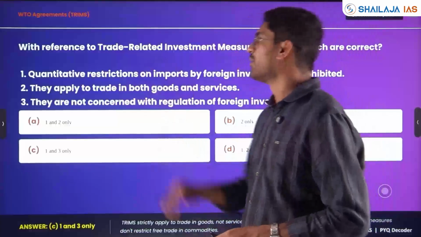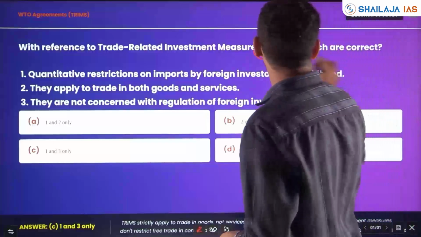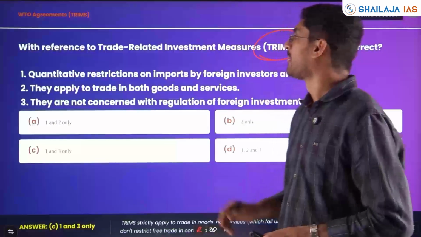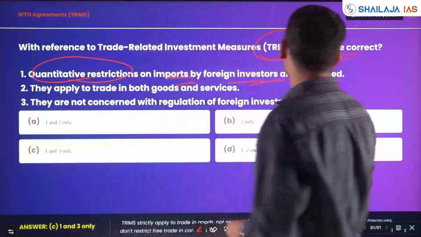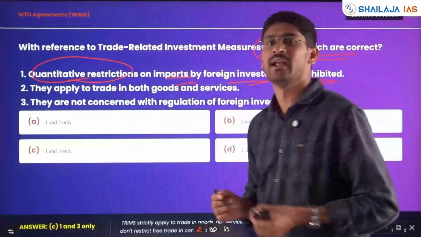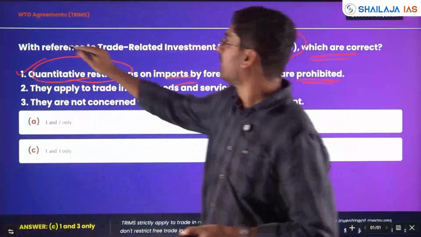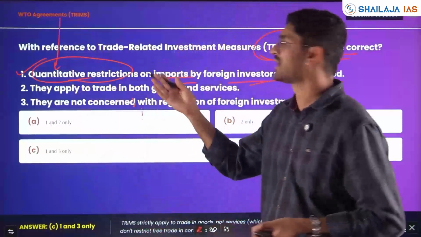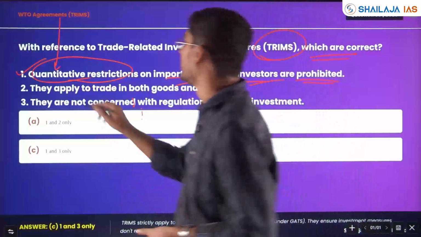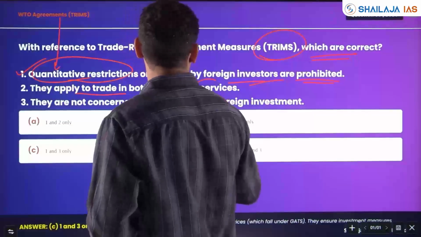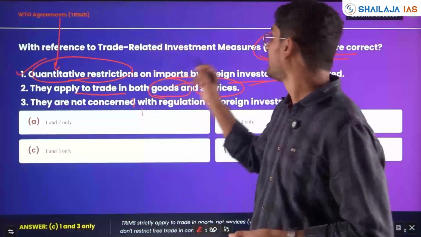Next, again WTO agreements, with reference to trade related investment measures, TRIMs, which are correct? Quantitative restrictions on imports by foreign investors are prohibited. Yes, during 1991, with LPG, quantitative restrictions were asked to be removed from India with respect to the WTO. And under the WTO TRIMs agreement, quantitative restrictions on imports by foreign investors are prohibited. Do they apply to trade in both goods and services? Is it? This was a key clause in the WTO TRIMs.